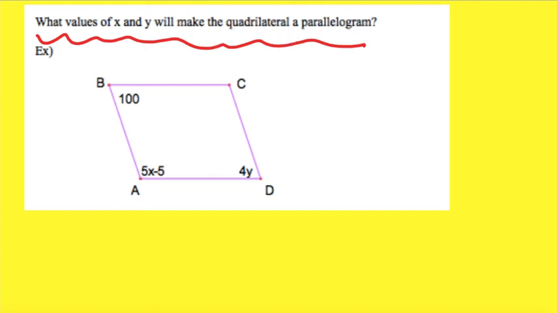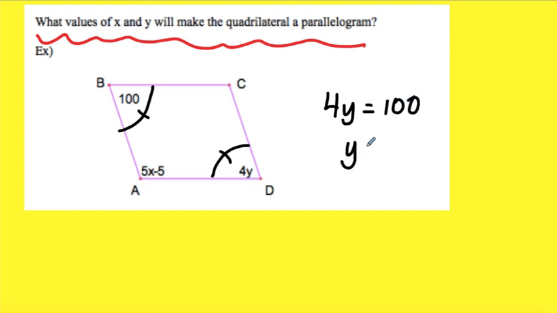All right, remember, if we can find a value that would make opposite angles congruent, then the quadrilateral would be a parallelogram. So I can set 4y equal to 100 and divide by 4 to get 25. So if y is 25, then opposite angles are congruent, so it would be a parallelogram. And the value of x, I'm going to do the same thing. I'm going to put 80 here.